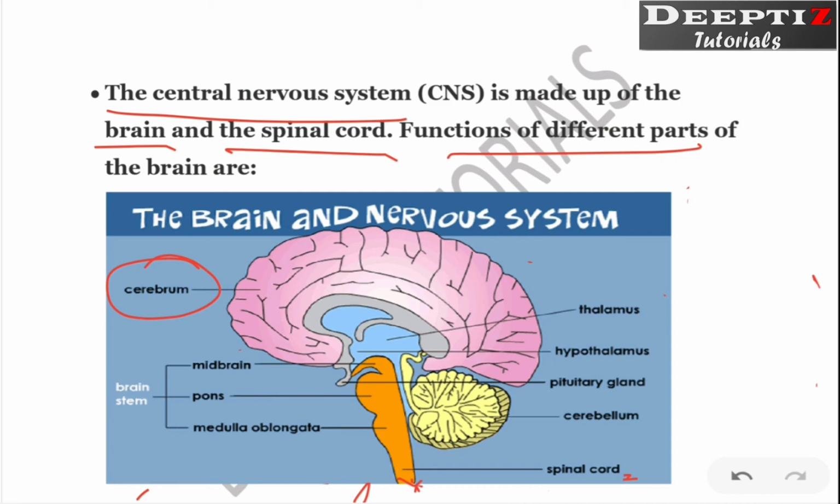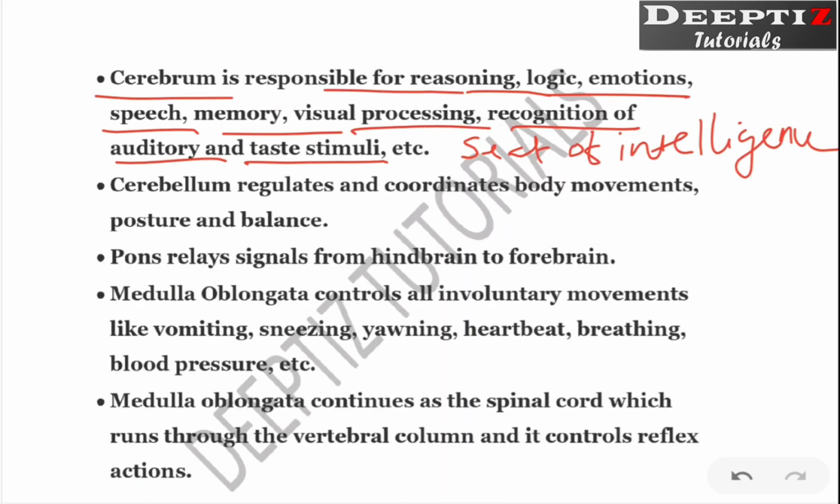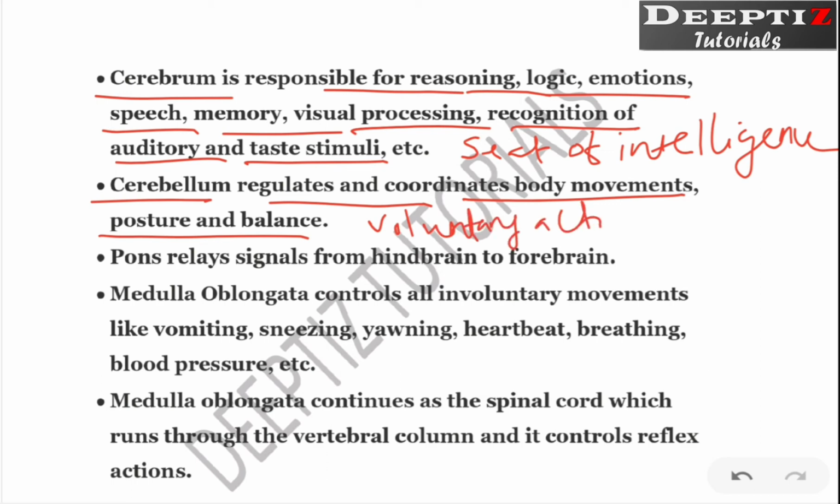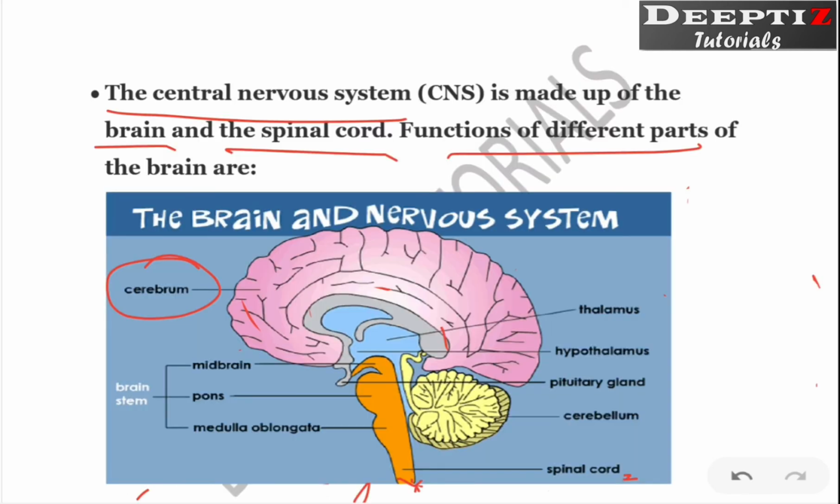You must learn this diagram also, because sometimes it is asked to label. The large, entire pink colored portion, we call the cerebrum. Now the second thing given here is the cerebellum. The cerebellum regulates and coordinates body movement, posture and balance. In other words, these are all voluntary activities. Now what about the pons? The pons relays signals from the hindbrain to the forebrain, which means, see, whatever message is received by this hindbrain.